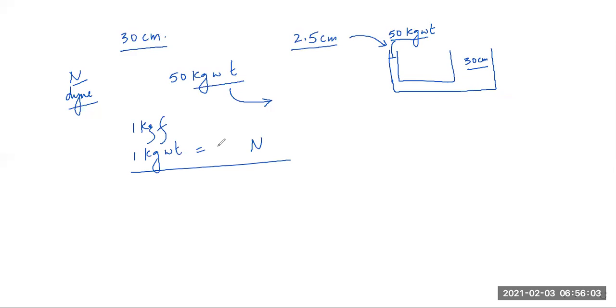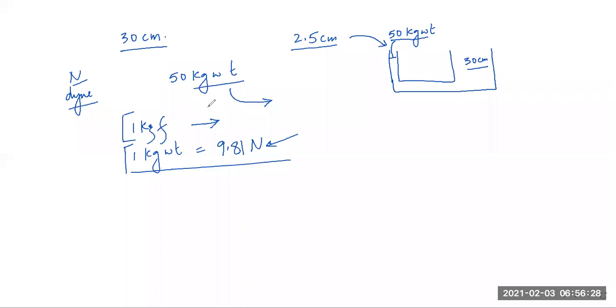Point 8 Newton. How much? How much, Ishma? 1 kilogram weight or 1 kilogram force is equal to how many newtons? I want to hear. Come on, students. 1 kilogram weight is equal to 9.81 newtons. Very, very important.